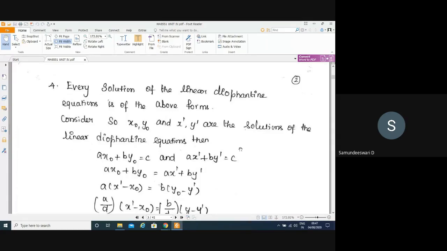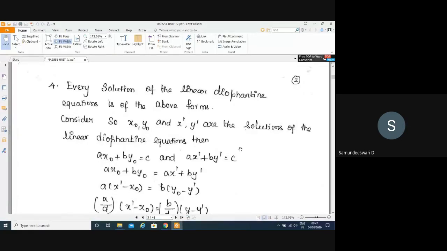Suppose there are two different trial solutions. x naught, y naught, which we already chose as a particular solution, and I am going to take one more solution set, x dash, y dash. So we get ax naught plus by naught equal to c, and also ax dash plus by dash equal to c. Both equations have the same right hand side, so I equate the left hand sides: ax naught plus by naught equal to ax dash plus by dash.